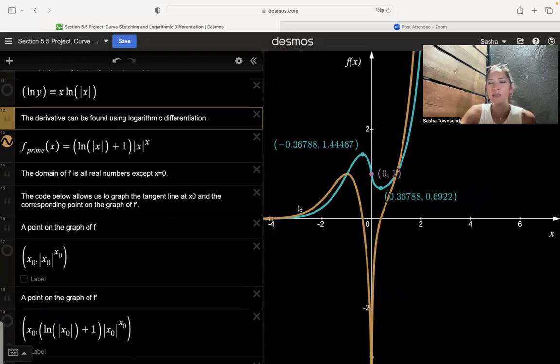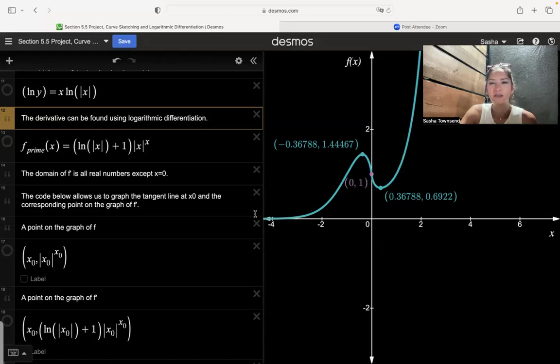And with this graph of f prime, we can see that the original function is increasing on the interval from -∞ to -1/e, decreasing from -1/e to 0, decreasing from 0 to 1/e, and then increasing from 1/e to infinity, which is consistent with the graph itself. Increasing, decreasing, decreasing, increasing.